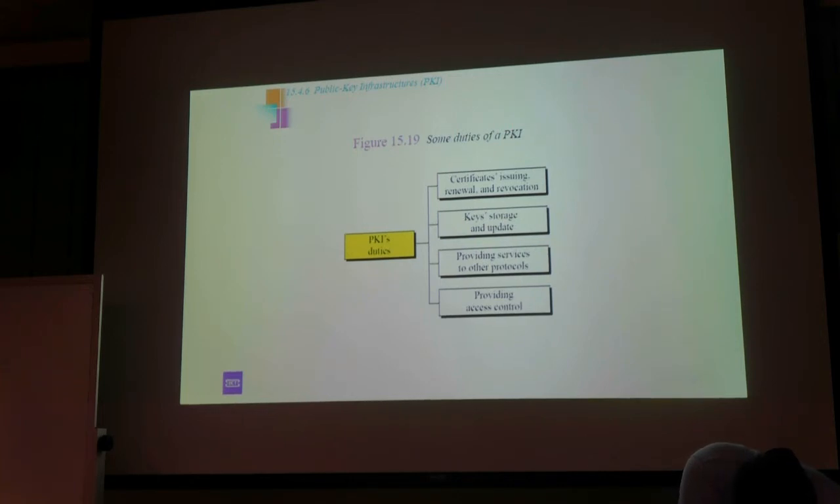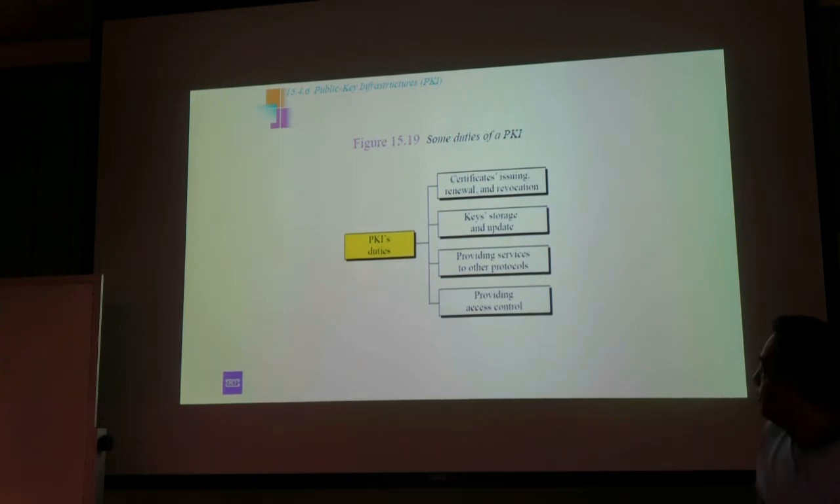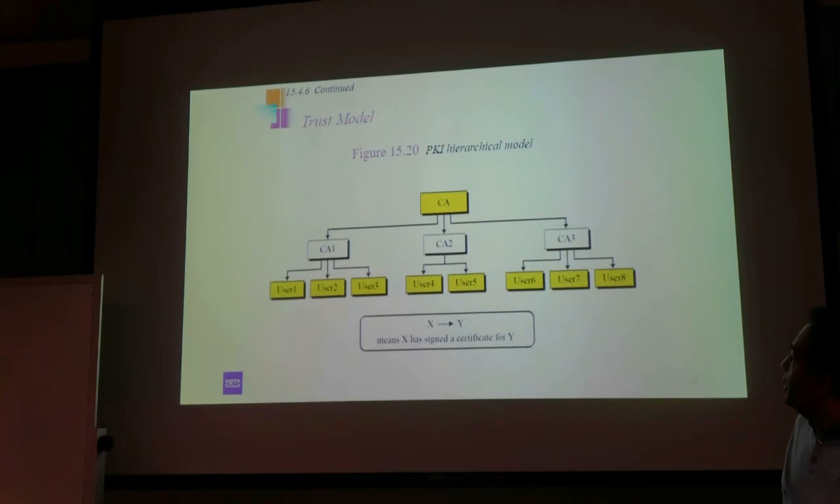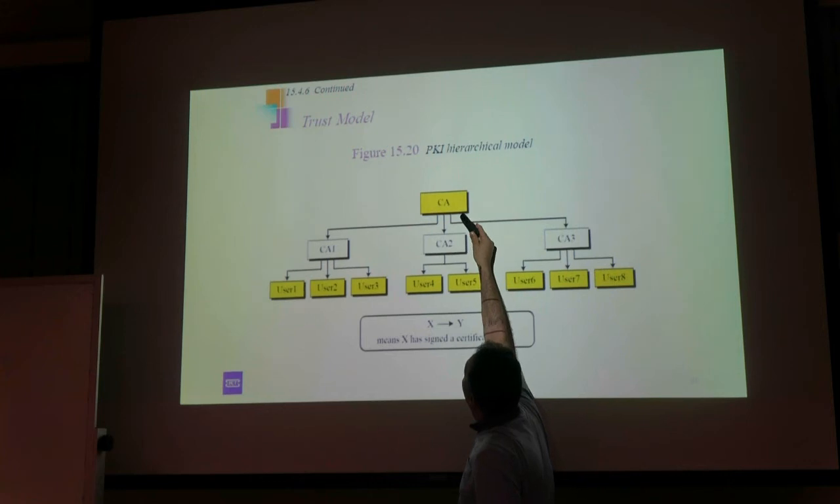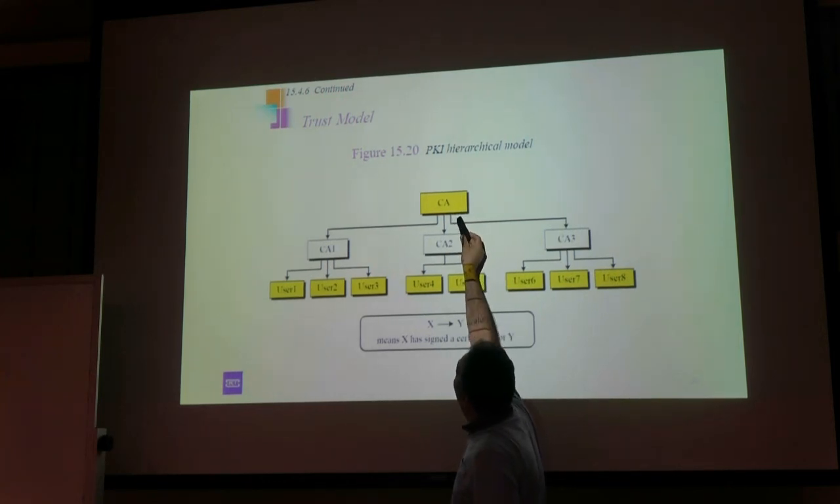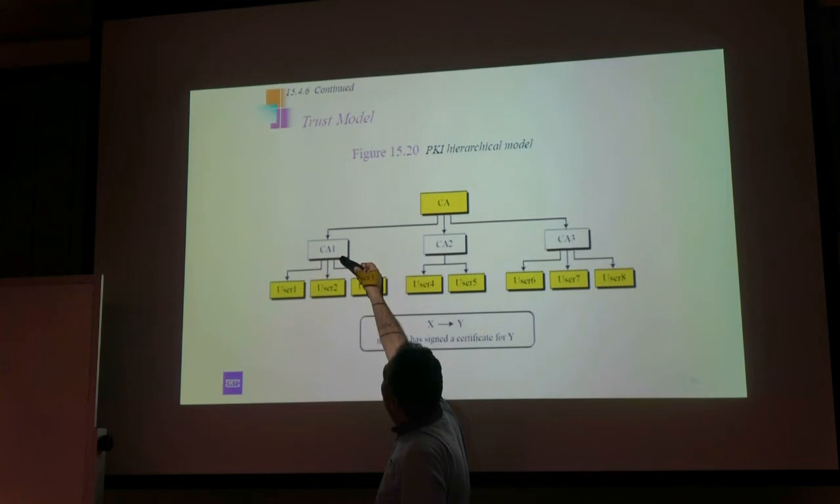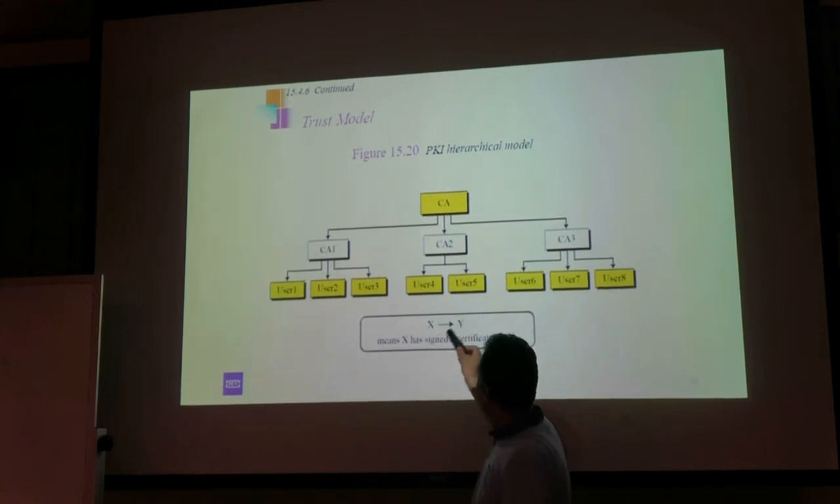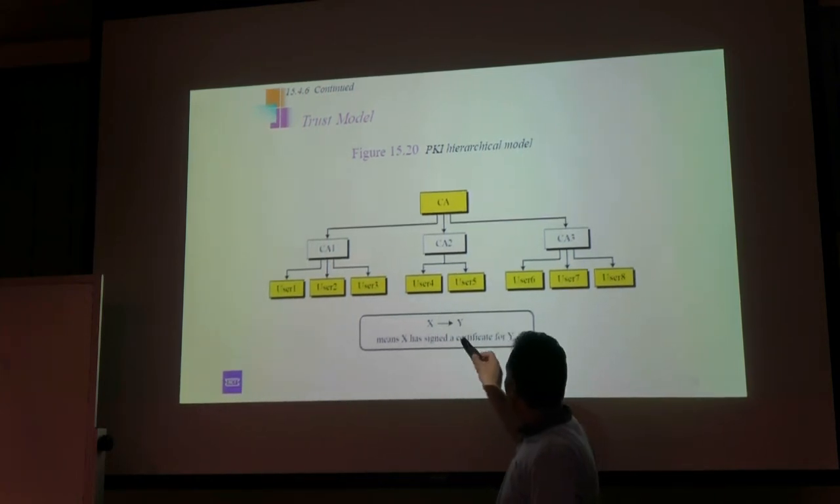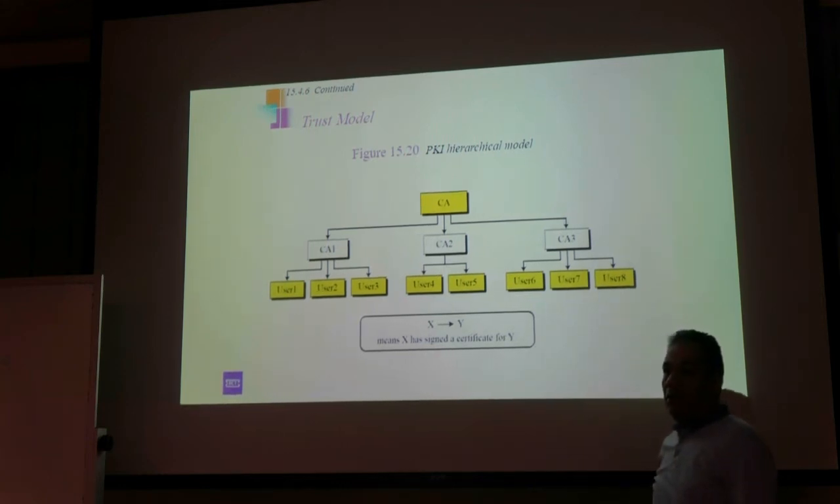Public key infrastructures. As you see here, the public key infrastructure is a hierarchical model again. So you have the root CA, which signs CA1, and CA1 signs user 1, user 2, user 3, and so forth. The arrow X to Y means X has signed a certificate for Y.